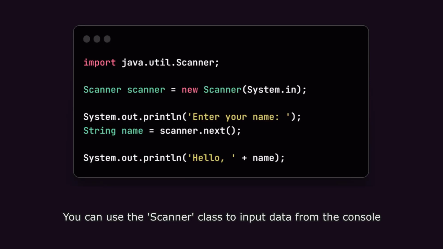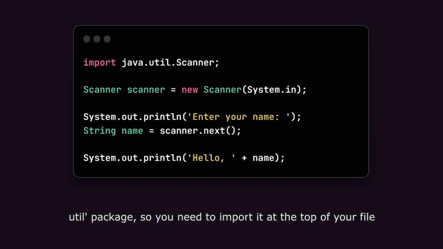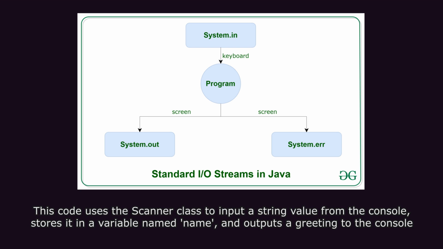You can use the Scanner class to input data from the console. This class is part of the java.util package, so you need to import it at the top of your file. Here's an example of how to use the Scanner class. This code uses the Scanner class to input a string value from the console.